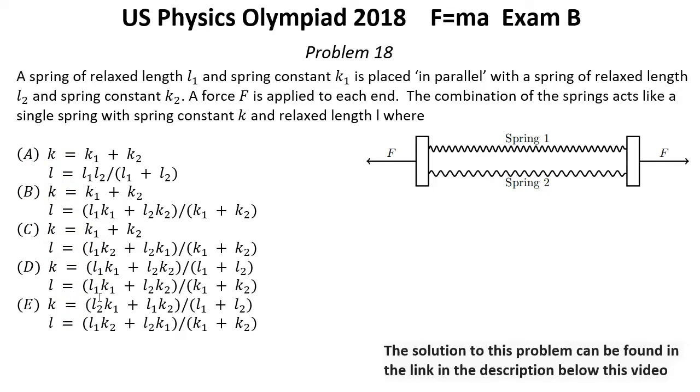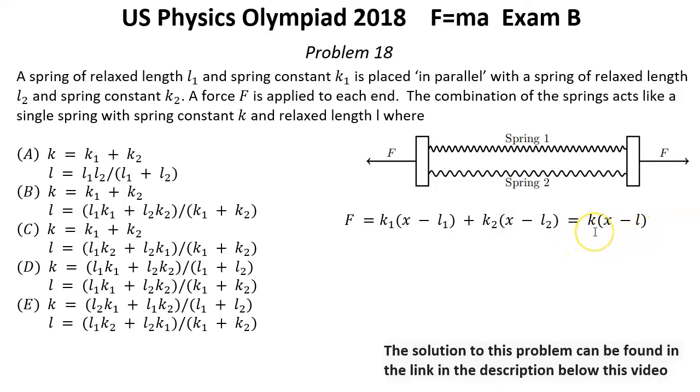Solution for problem 18. To solve this problem, we just need to write an equation for force. On one hand, this force equals the combined force from both springs, which is this expression, and on the other hand, this force must be equal to the regular force from the combined spring with the constant K and the relaxed length L, which is this expression. Now, from this equation, we can find what K and L are.